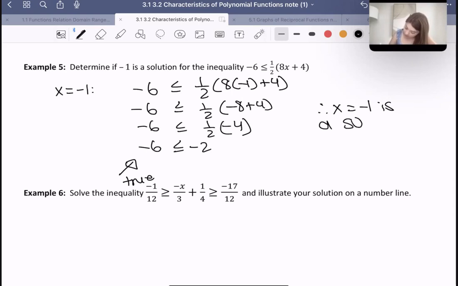Now, let's say we got something that was not true. Then we would say it's not a solution. But in this case, it is. Very good. Okay.